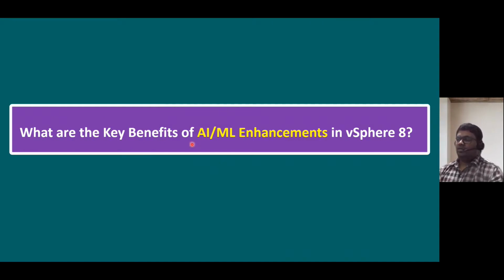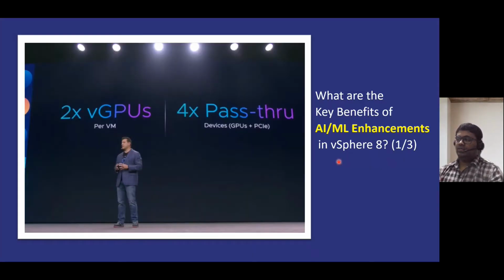What are the key benefits of AI/ML enhancements in vSphere 8? This was officially announced last week during VMware Explore 2022. Compared to our previous edition, the latest version supports 2 times the virtual GPUs (graphical processing units) per virtual machine, which increases scalability, and similarly 4 times the pass-through devices, that means GPUs with PCI (peripheral component interconnect) devices, compared to the previous version.